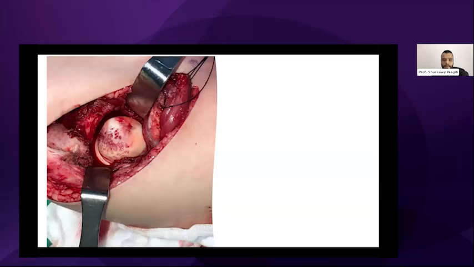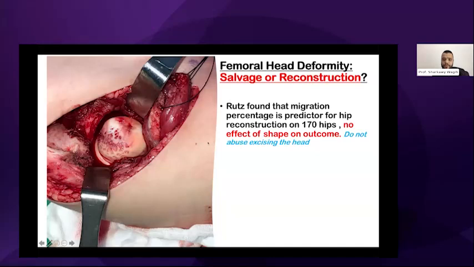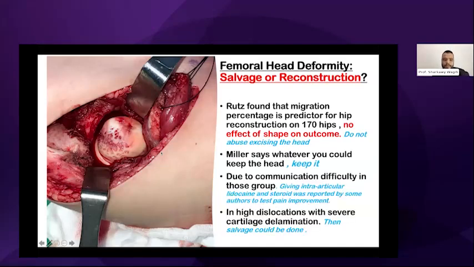I'm going to finish my literature review about salvage surgery. This is the view of the femoral head if you open it in high dislocation and chronic dislocation. So it's contraindicated to perform reconstruction in those people because the pain will increase soon.